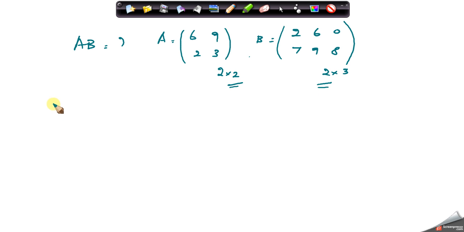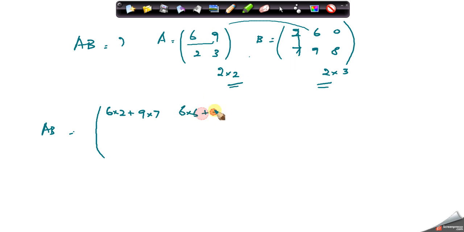The second step, what is there in this case? We need to take the first row of this one and then multiply with the first column, right? So AB has to be defined in this case. This is nothing but 6 into 2 plus 9 into 7. This is the first. Similarly, if you see there, what is the second column? We need to take 6 into 6 plus 9 into 9. Fine. Then the third one is 6 into 0 plus 9 into 8.